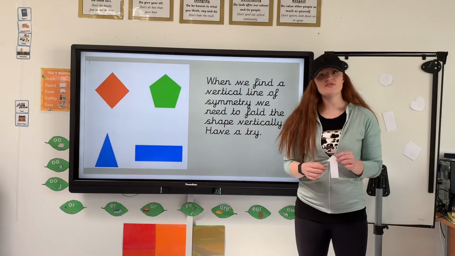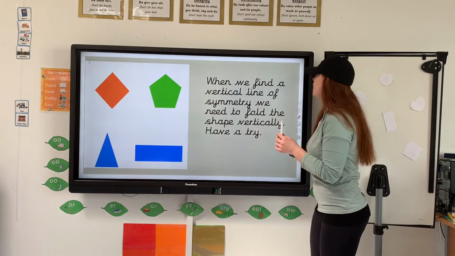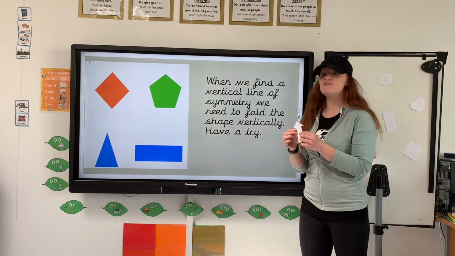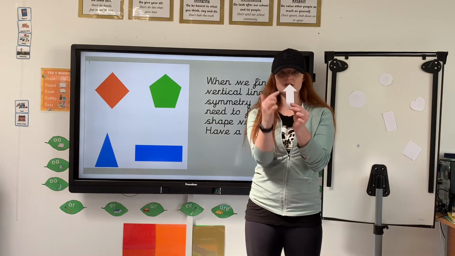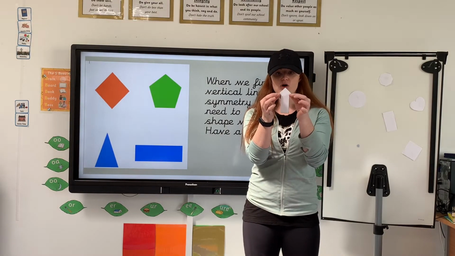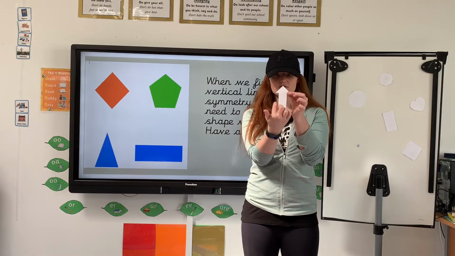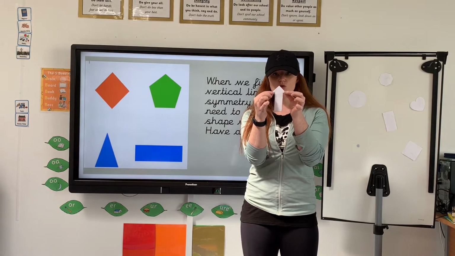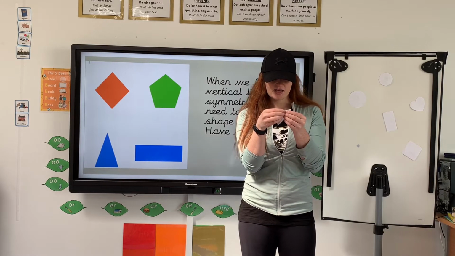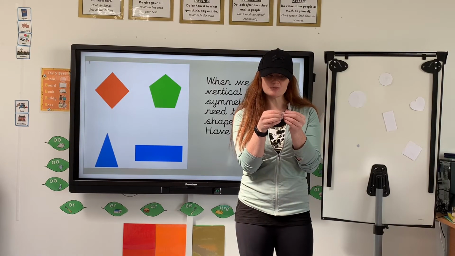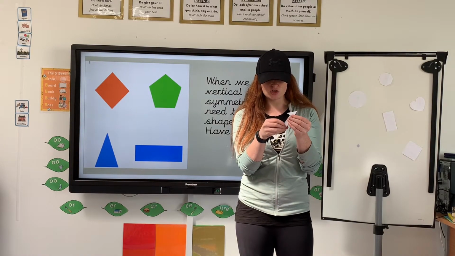So when we find a vertical line of symmetry, like on this arrow shape here, we need to fold the shape vertically. So I'm going to have the shape in a portrait way, so from top to bottom, and then I'm folding it, so I'm going to have this line down here. So I'm not folding it horizontally, so I'm going to get each corner, and if I can, as precisely as possible, fold it so the edges touch.